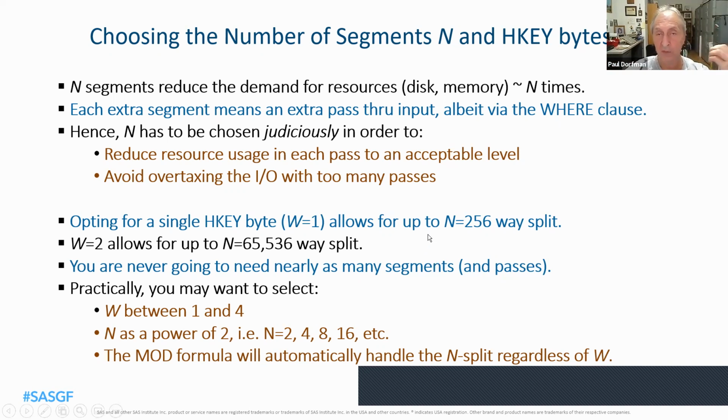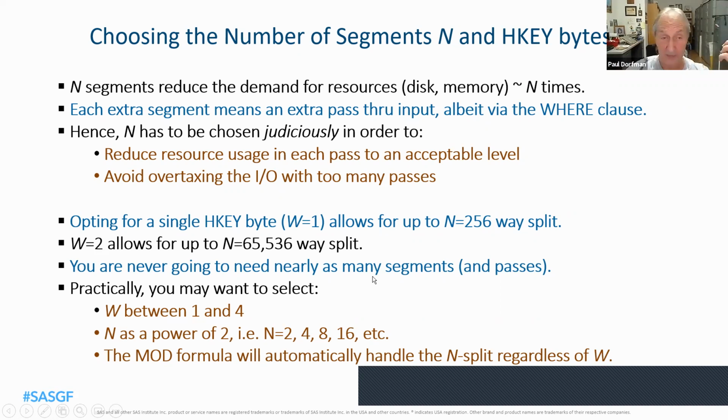As far as choosing the number of bytes is concerned, we can just choose the very first byte. That is the simplest way to do it, because one byte potentially has 256 different values, according to the number of characters in the collating sequence. We can split the input into 256 different segments using just a single byte. We can use 2 if you want to allow for a 256 times 256 split. But you're never going to need nearly as many segments, and of course you don't want to have as many passes through the data unless you have some kind of quirky system that excels at parallel processing. So practically speaking, the simplest thing to do is just to select the number of bytes from HKEY, from 1 to 4, and then n as a power of 2. So you would have 2, 4, 8, 16 segments.